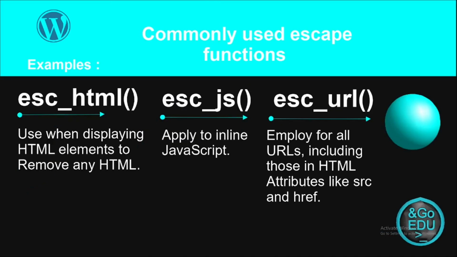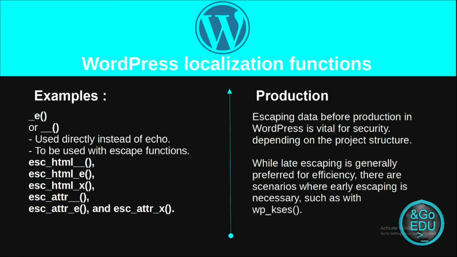We have escape HTML, escape JavaScript, which applies to inline JavaScript like the onclick property in buttons, and escape URL, which is employed for all URLs like source and href. We also have localization functions, and these are used directly instead of echo in conjunction with escape functions and internationalization functions. So this adds a layer of security, and at the same time it can be used with the regular escape functions in WordPress.